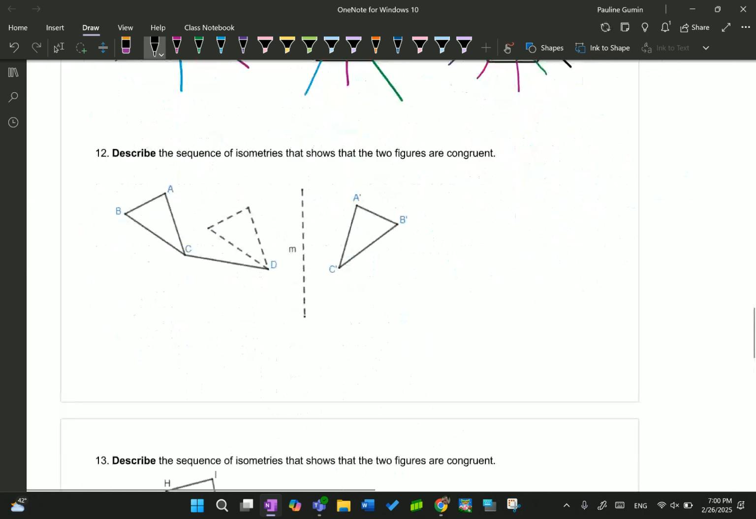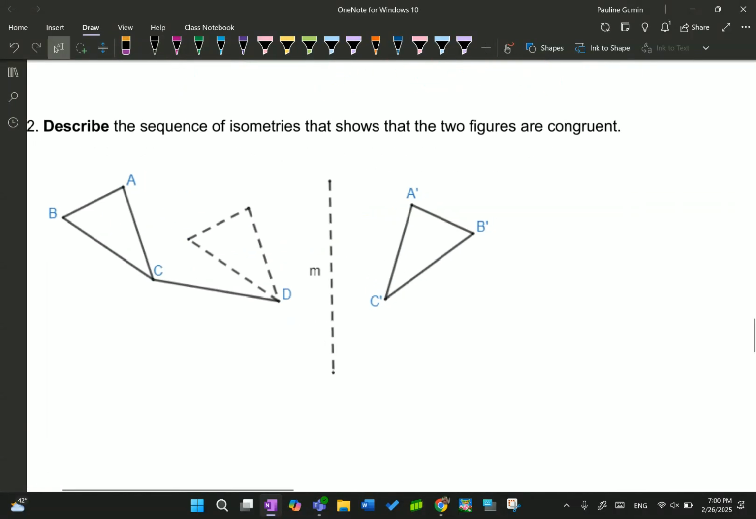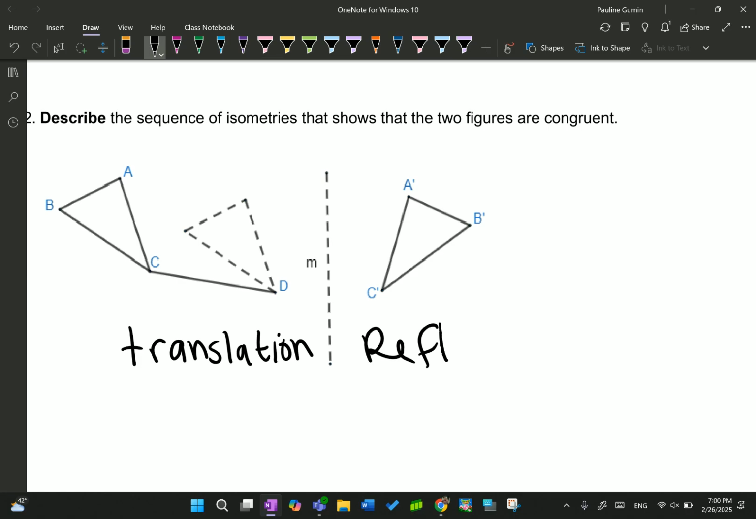Number 12. Let's describe the isometries that show the two figures are congruent. Okay, well, it looks like this happened first. So this is a translation. Then it looks like we flipped, reflection. Translation and reflection.